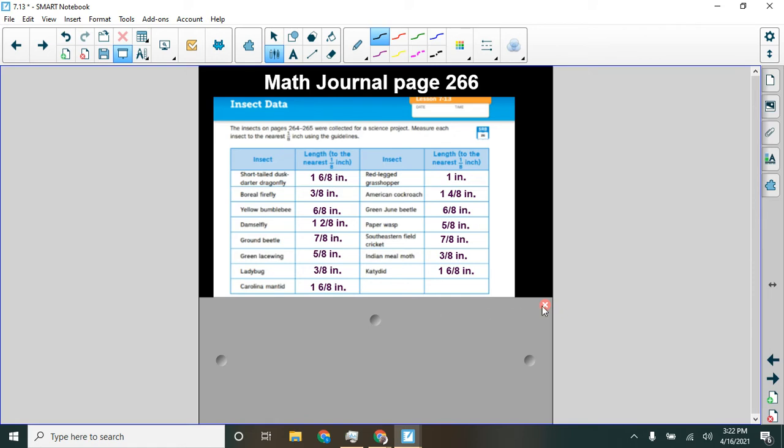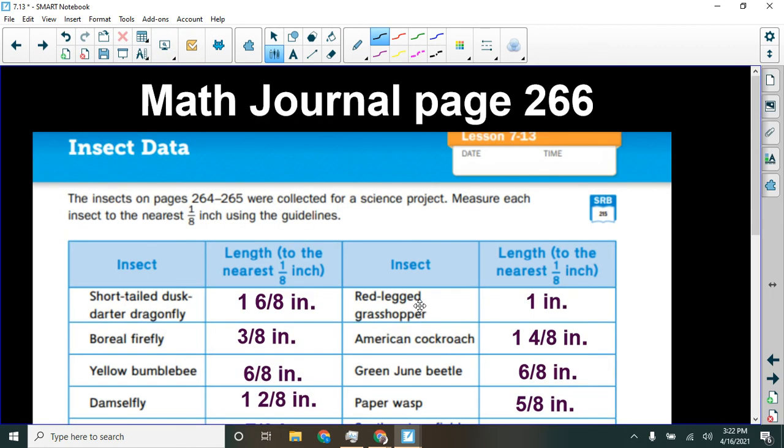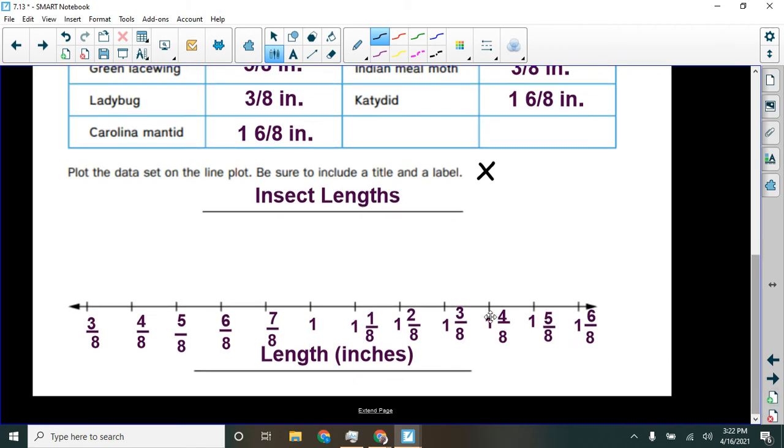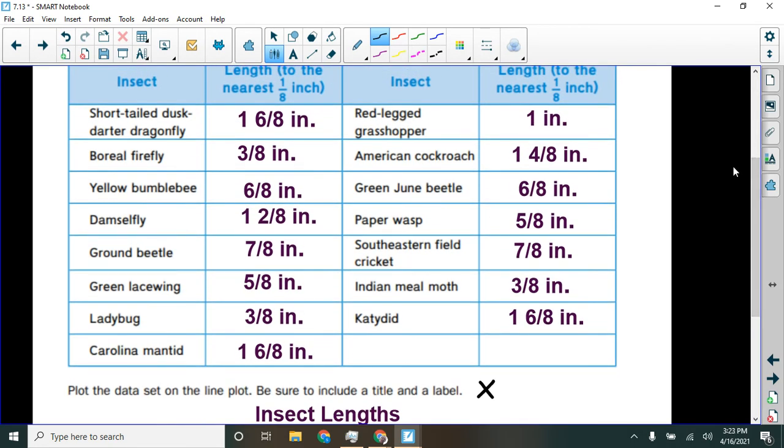Okay, now we are going to create a line plot. Let's zoom in on this a little bit and get down here. Our line plot, we have to give it a title. You have to give it a title, insect lengths, because that's what this is about. When you are choosing the numbers to put down here, we want to start with the smallest one. Which bug was the smallest measurement?